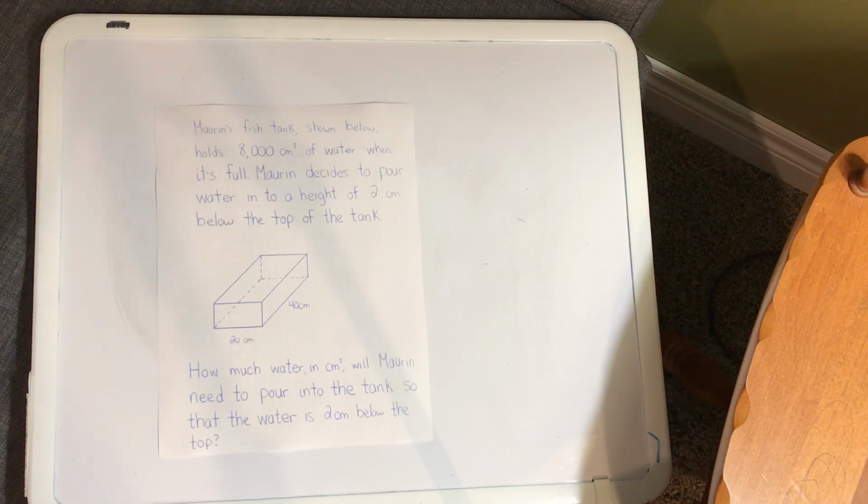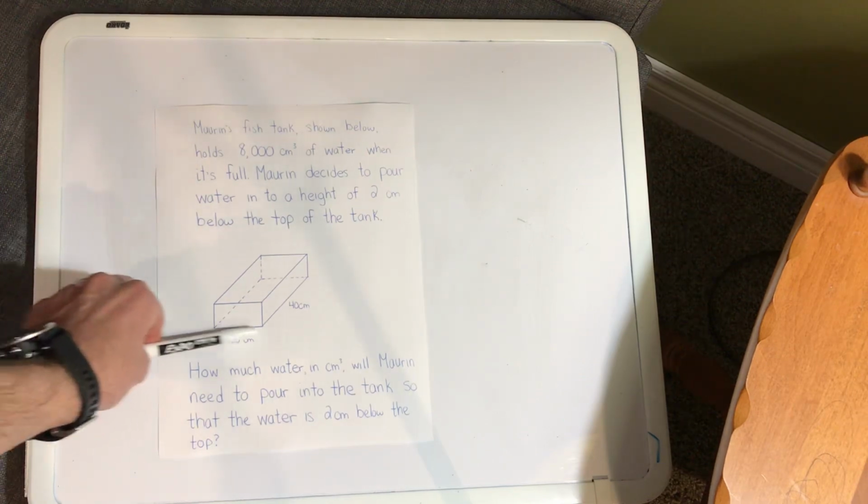Hi everyone. I'm going to try and explain the solution to the fish tank problem that I posted this week. And so you can see the problem here. It reads, Morin's fish tank, shown below, holds 8,000 cubic centimeters of water when it's full. Morin decides to pour water into a height of 2 centimeters below the top of the tank. And then there's a diagram of the tank here.